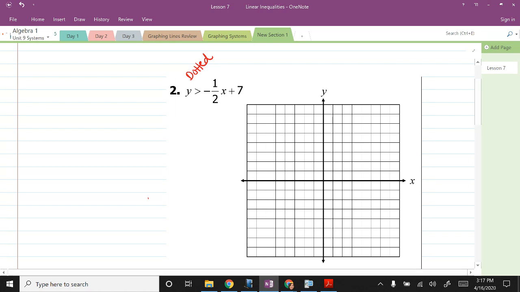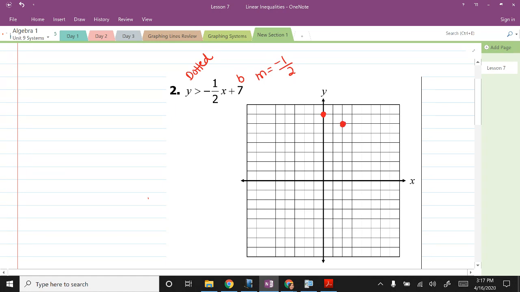So my y-intercept for this line is +7. So I go up to +7 on the y-axis. 1, 2, 3, 4, 5, 6. I miscounted. 1, 2, 3, 4, 5, 6, 7. Okay, so that graph goes up to 8. So that's good to know. And my slope, so there's my y-intercept, and my slope is -1/2. So I go down 1 to the right 2, rise over run.